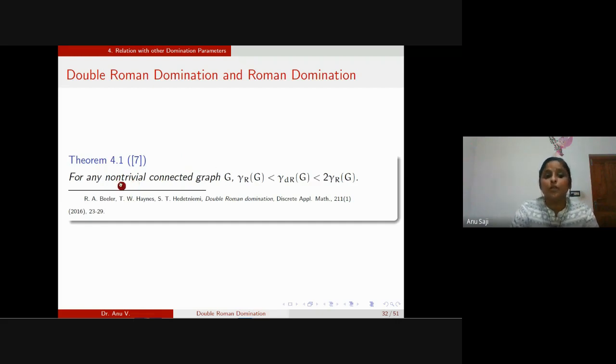For any non-trivial connected graph G, γ_R(G) < γ_dR(G) < 2γ_R(G). Equality holds only when the graph is trivial, that is, the empty graph K̄_n.